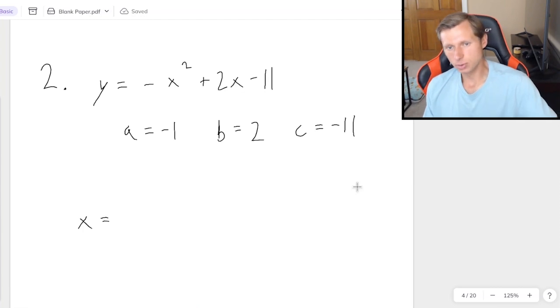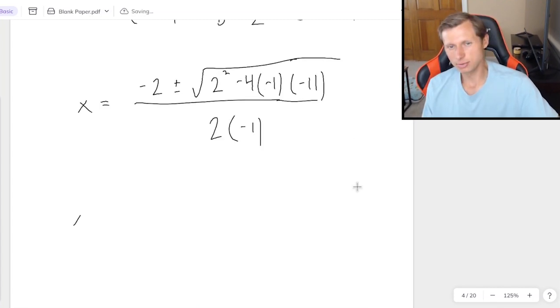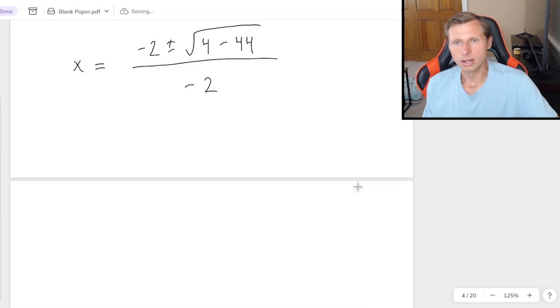So then x equals, big fraction bar, negative 2 plus or minus the square root of 2 squared minus 4 times negative 1 times negative 11, all divided by 2 times negative 1. Okay, so first, in the numerator, it's going to be 2 squared, which is 4, and then negative 4 times negative 1 times negative 11 is going to be minus 44, divided by negative 2.